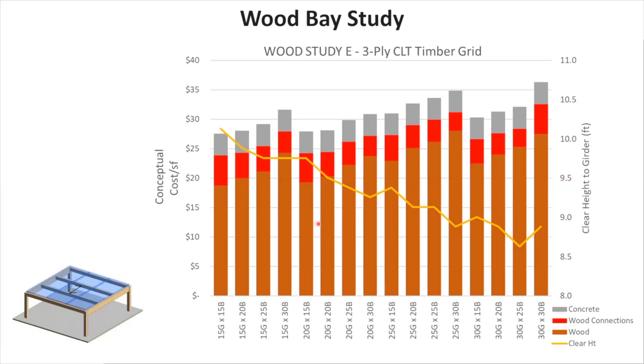And to answer my aspect ratio question, I look, for example, at a 15-foot girder with a 30-foot beam. I get about 32 bucks a square foot. And I invert that. I look at a 30-foot girder with a 15-foot beam.